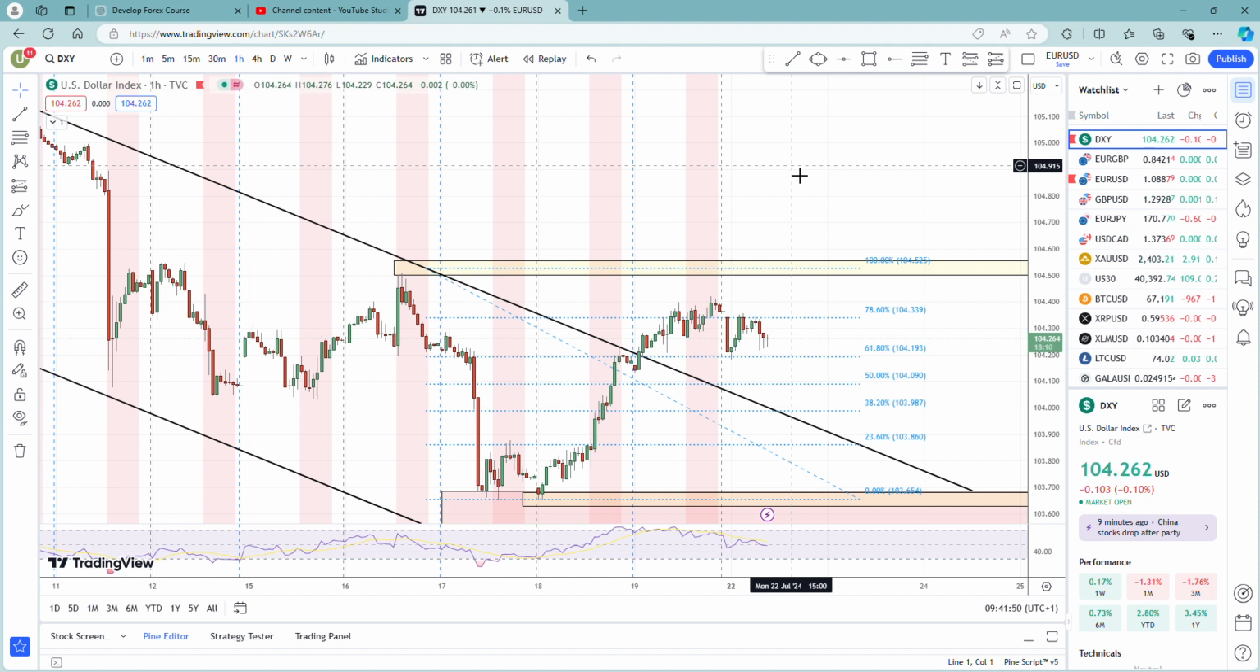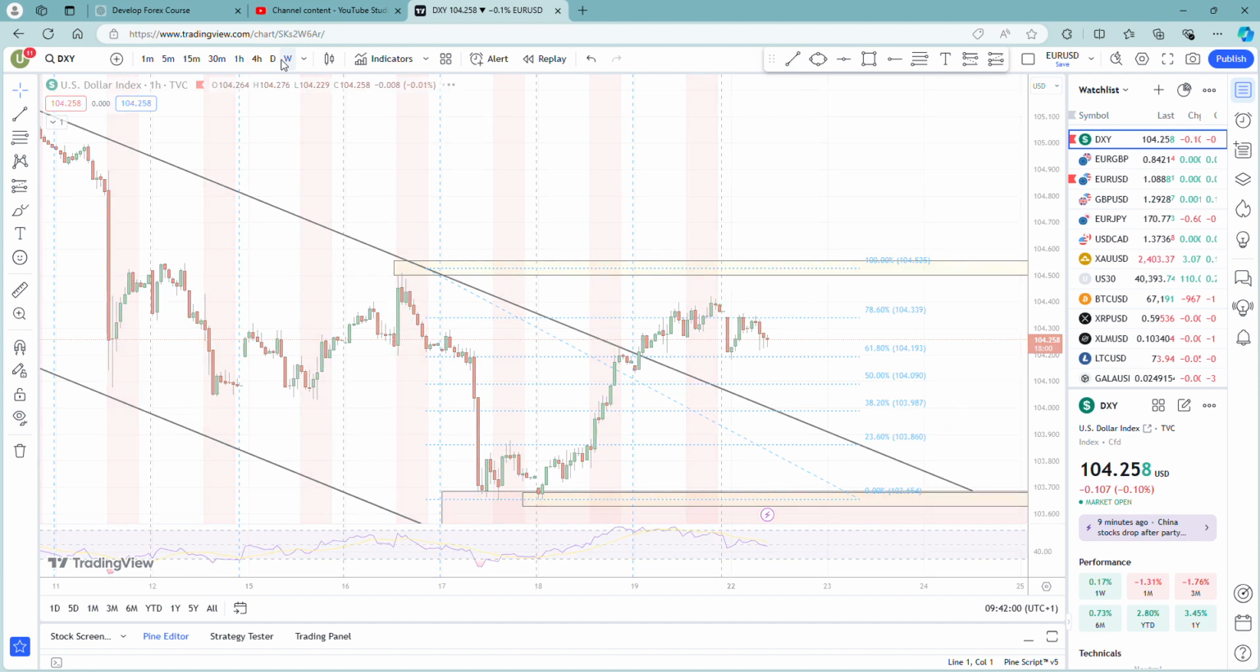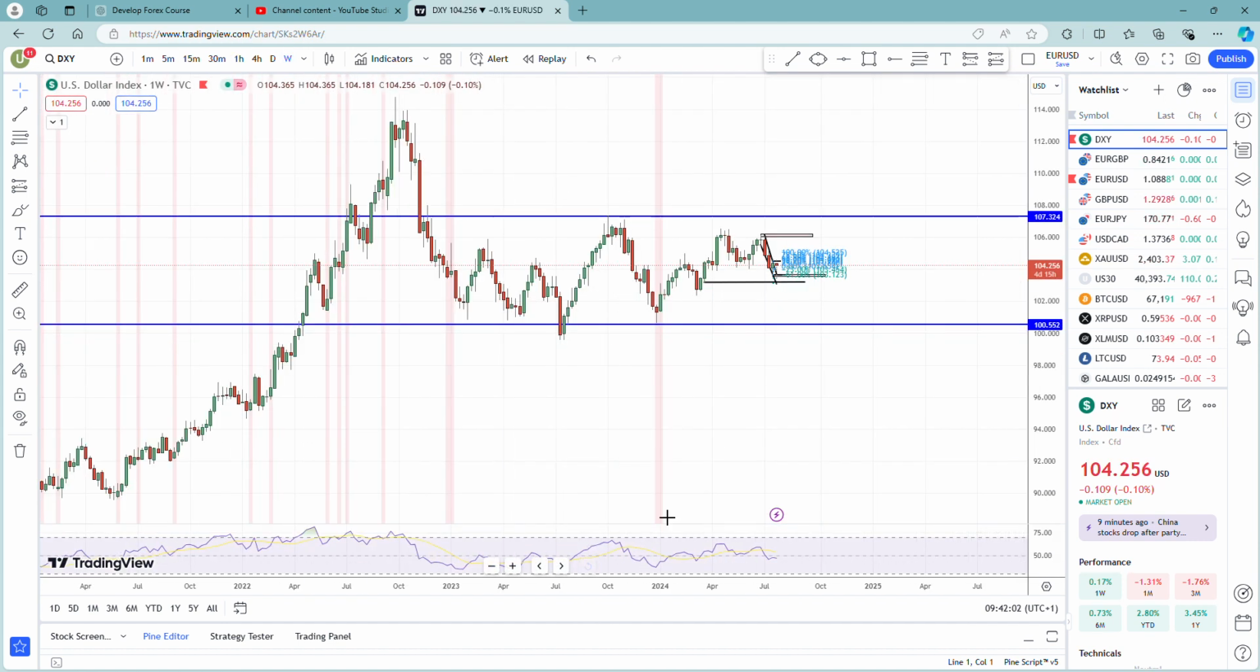Today is a Monday morning. I'm just going to do a run through of my daily market analysis. Let's get started. So we'll start on the DXY, always start on the weekly time frame. You can see we've tracked the price between two levels of support and resistance.